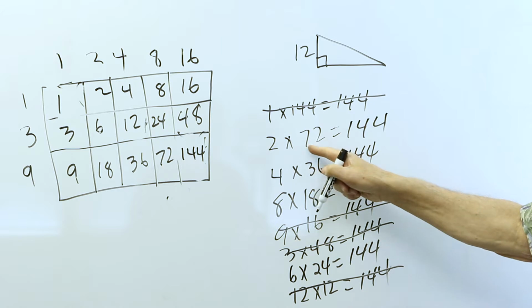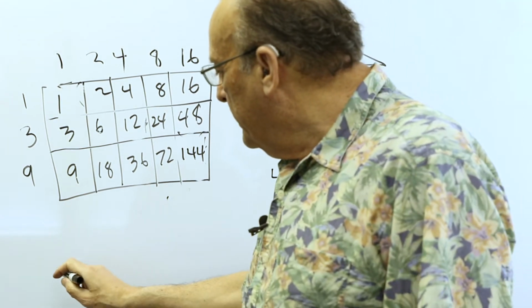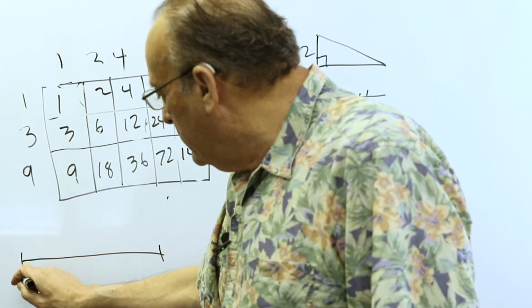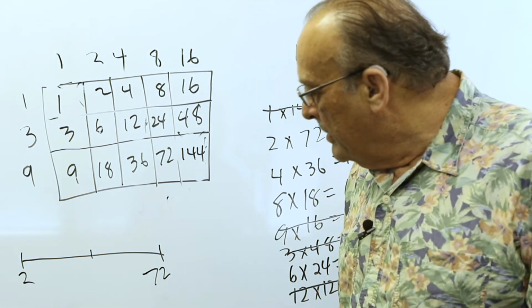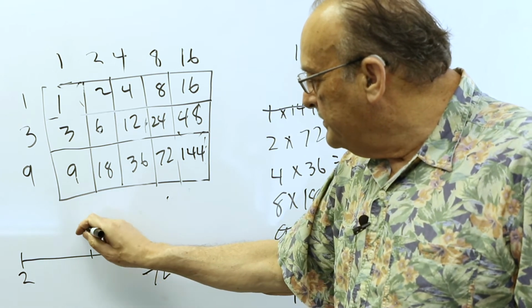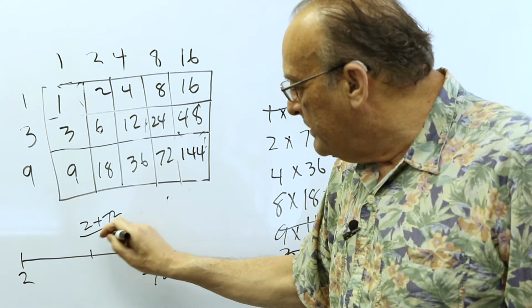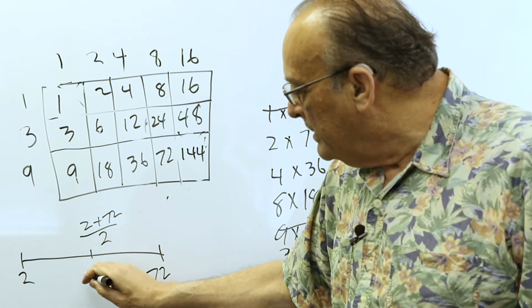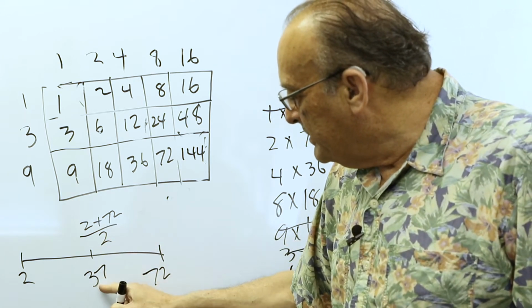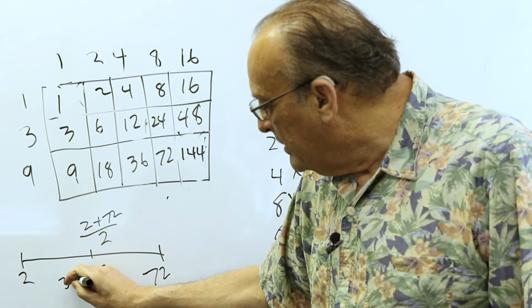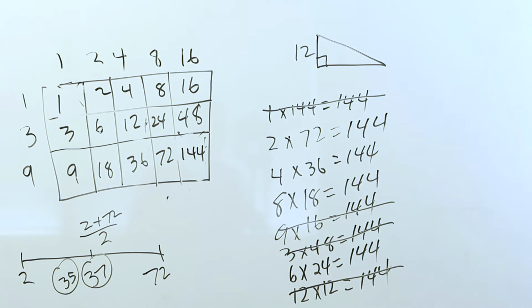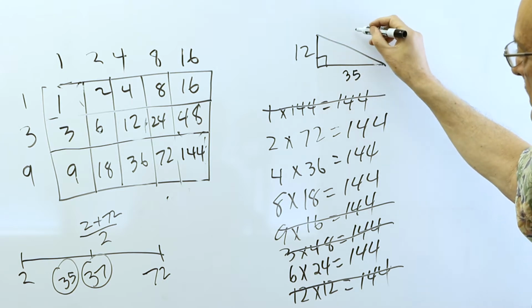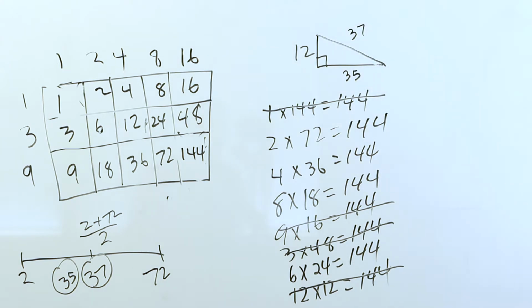So for example, if we start with 2 times 72, if we draw 2 and 72, to find the middle, you're going to add and then divide by 2. So 74 divided by 2 is 37, and 37 minus 2 is 35. And we end up with the other two sides of the triangle. So this would be 35, 37.